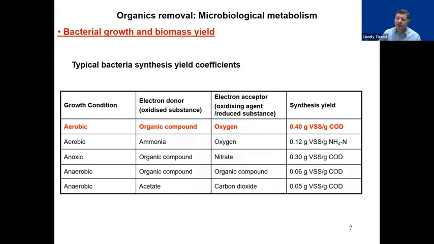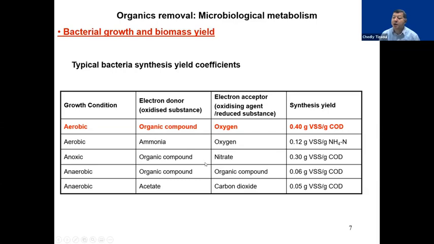So this table shows typical values for Y, which is the mass of microorganisms divided by the mass of substrate. That means if you have a gram of COD, for example, and you apply microorganisms or a biological process to treat that wastewater, then you expect to produce, for every gram of COD, 0.4 grams of microorganisms as measured by VSS. That's the meaning of it.